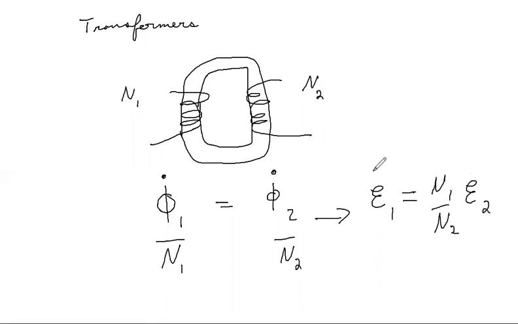So this is a transformer. We can change the EMF. By adjusting the ratio of turns on the right versus left, you can either step up or step down the voltage difference across the transformer, across this inductor. All right, so that's how transformers work. It's the essence of it.